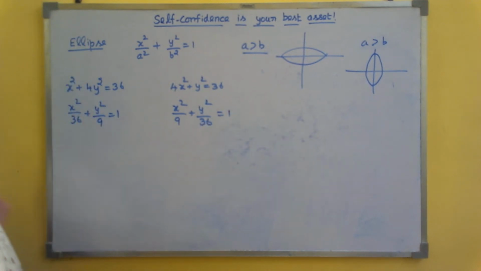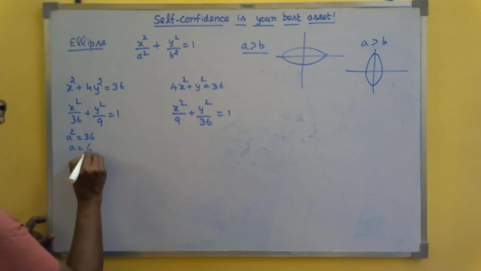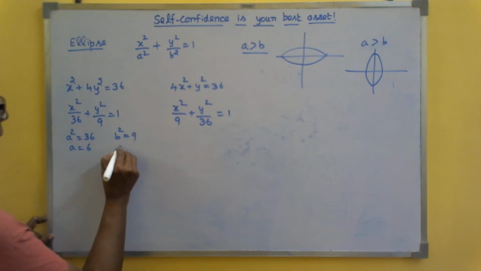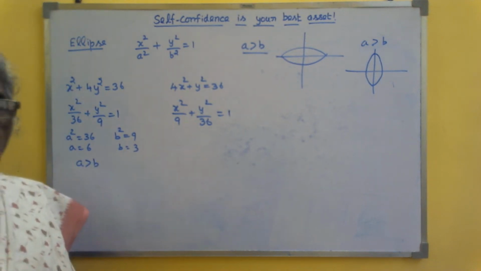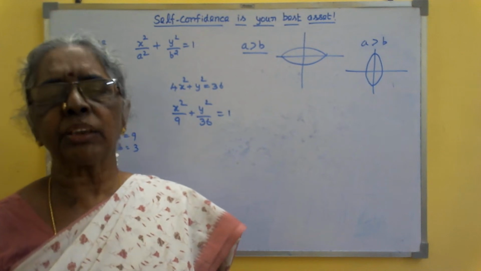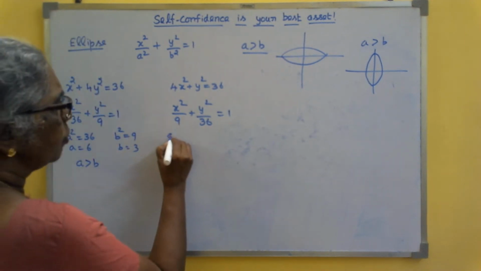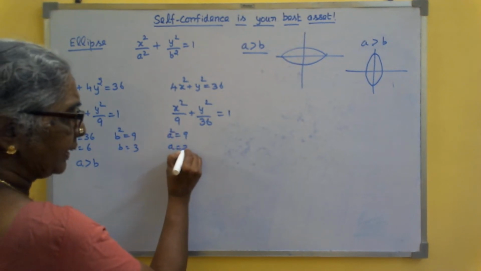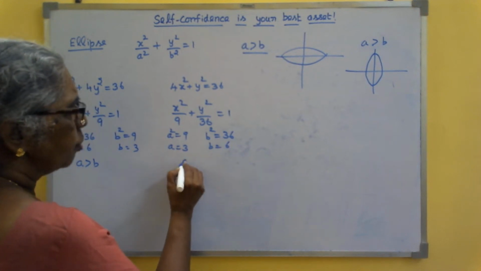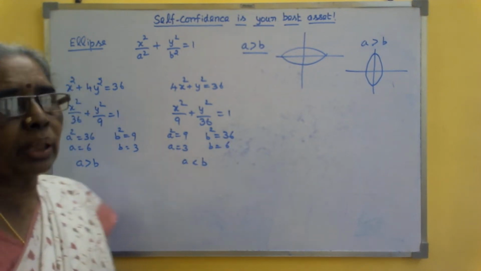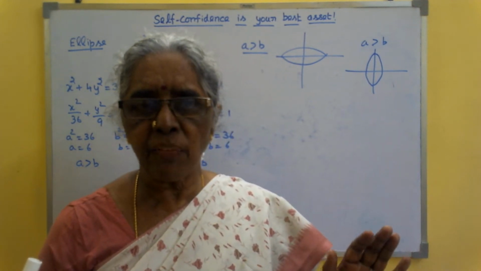Right? Now, here a squared is equal to 36. So, a is 6. b squared is equal to 9. So, b is 3. Here a is greater than b. So, for this ellipse, the major axis will be along x-axis. Now, coming to this, here a squared is equal to 9. So, a is 3. b squared is equal to 36. So, b is 6. So, a is less than b. So, the major axis will be along y-axis.